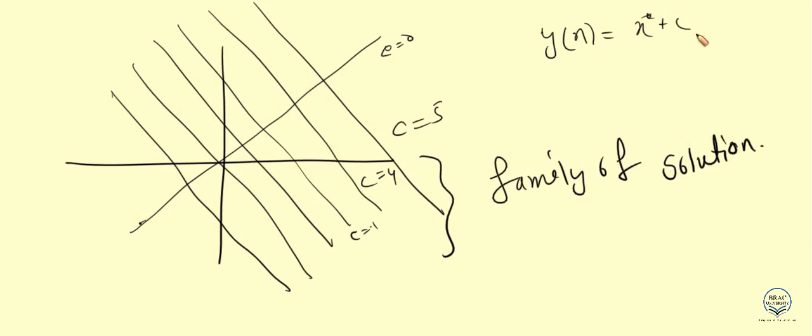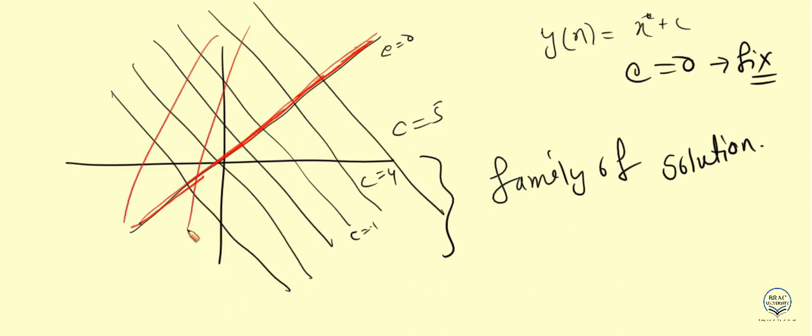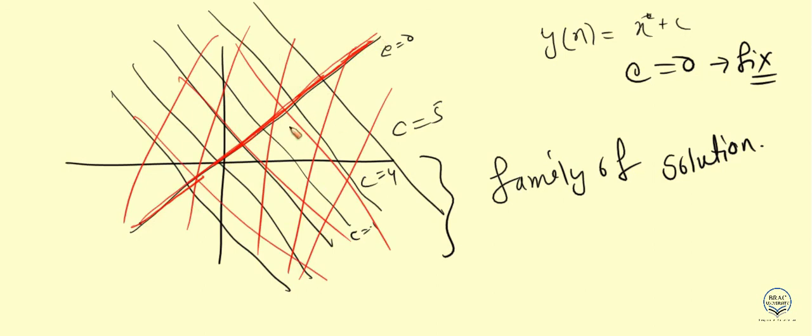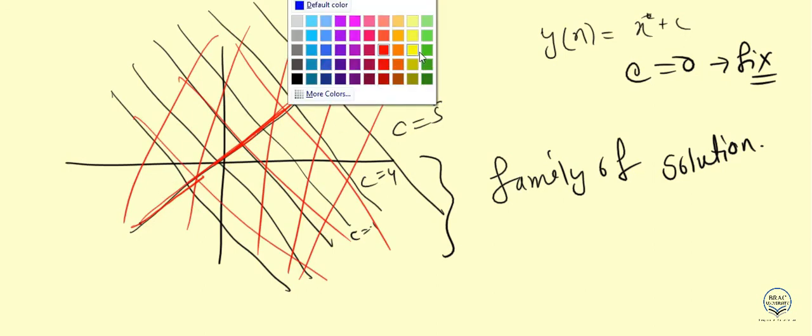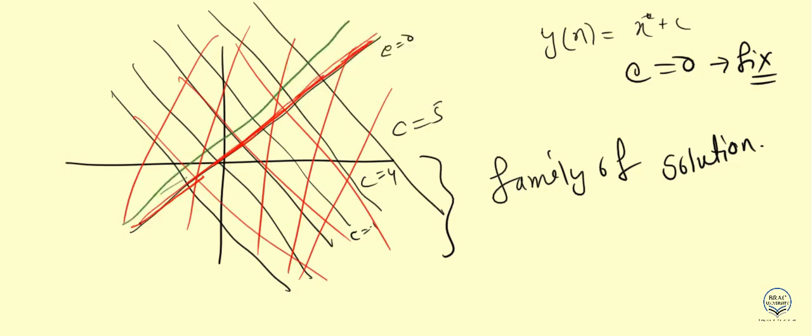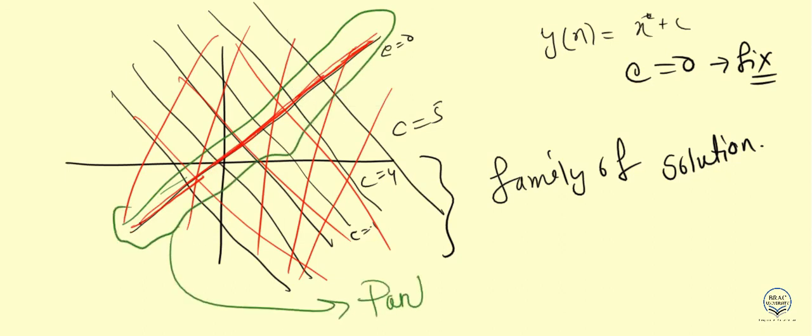But now if you fix c equals 0, so you are just picking out this line, I'm marking with red, this line that corresponds to c equals 0 among all these lines, that is all the straight lines you can have for different kinds of c's. You are just picking out this one particular line, this one. This is your particular solution.